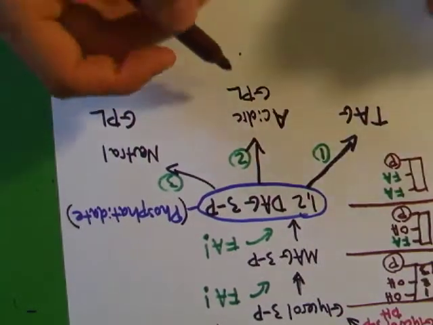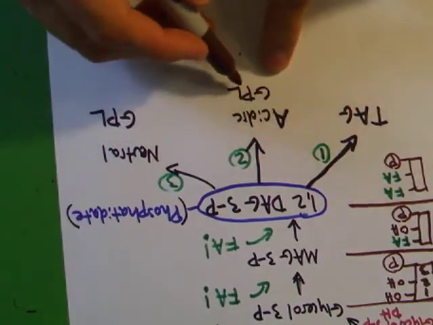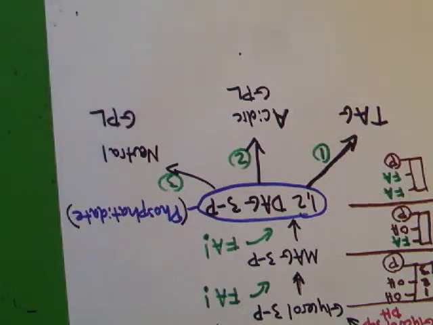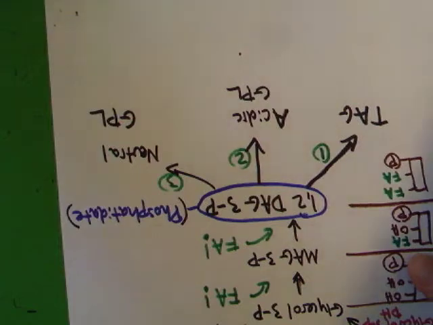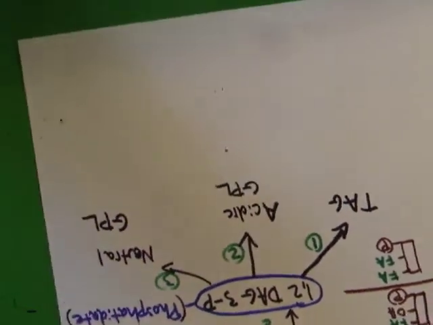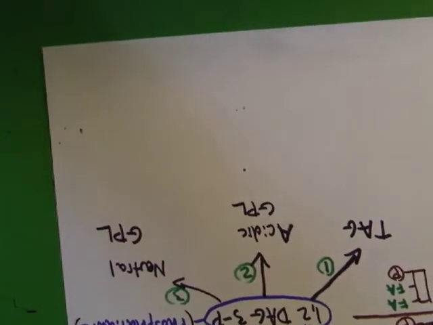From there we can turn it into fat, or make these other two things. We're going to go through each one of them. All of these are going to start with 1,2-DAG-3P.